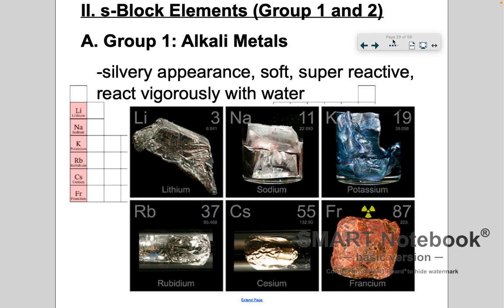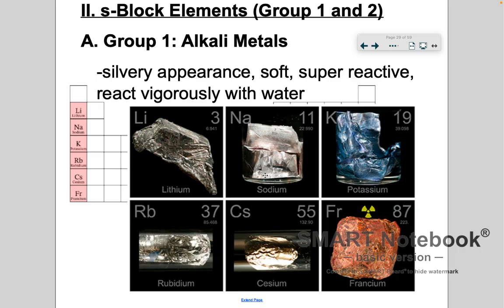Okay, so now I'm going to talk about S block elements, groups 1 and 2. Group 1, excluding hydrogen, are the alkali metals. All the alkali metals are silvery in appearance, except for francium here. They are soft and super reactive. They will react with air and vigorously with water.